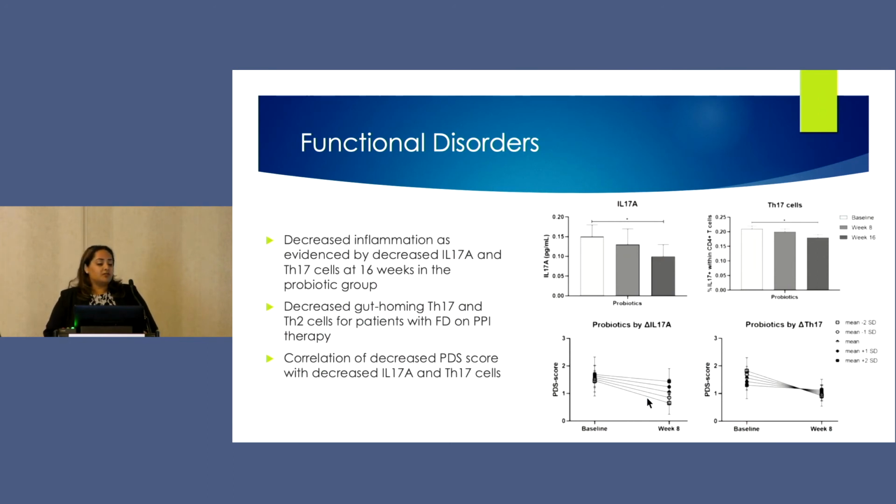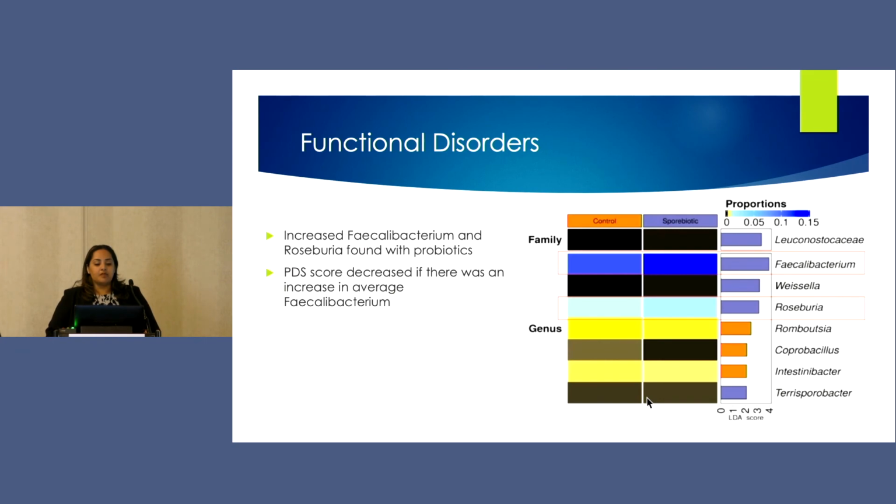So as the PDS score decreased, there was a decrease in these inflammatory markers as well. And there was also a decrease in gut homing Th17 and Th2 cells in patients who had functional dyspepsia on PPI therapy and received probiotics. They also looked at the microbiota, and they found that there was an increase in Faecalibacterium as well as Roseburia in patients who received probiotics. And specifically, the increase in Faecalibacterium was associated with a decrease in PDS score.